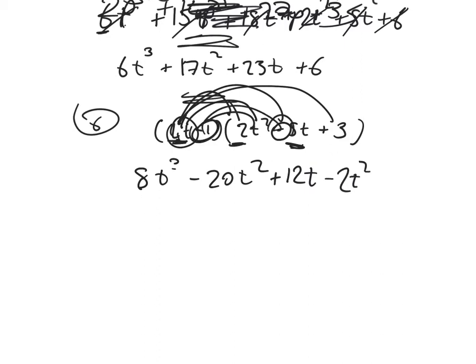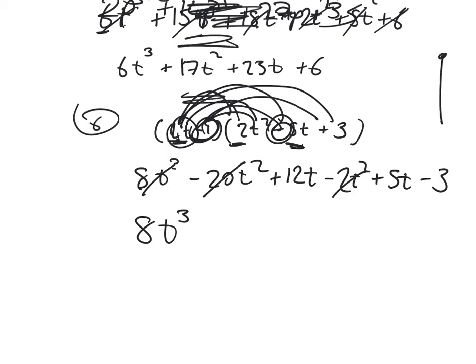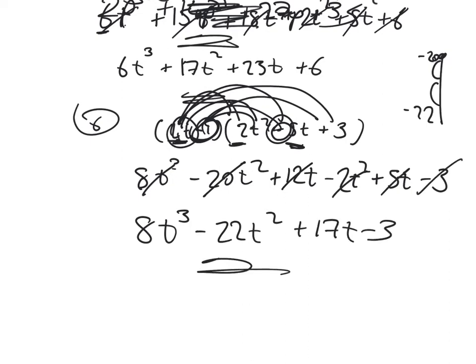Minus 1 times minus 5t is plus 5t. That's because a minus times a minus is a plus. And minus 1 times 3 is minus 3. Okay, so that's 8t cubed minus 20t squared. We're moving down another 2. So we're at minus 20, and moving down 2 would bring us down to minus 22. So that's minus 22t squared. 12t and 5t is 17t, and I've got a minus 3.